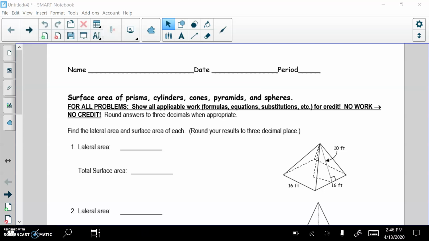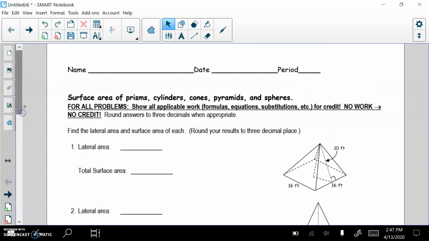Okay, so this is the third video. Hopefully the last. I can get everything done in 15 minutes. So the next shapes are cones, pyramids, and spheres.